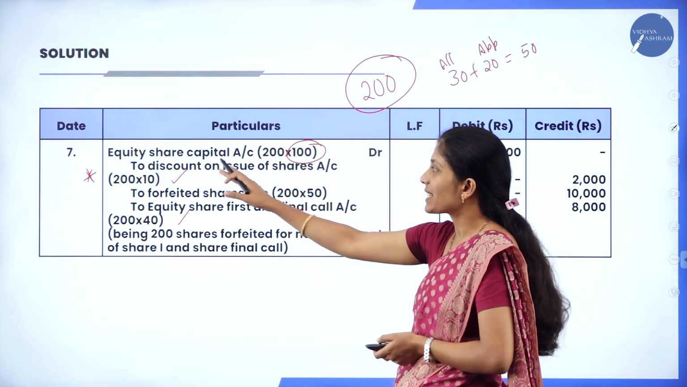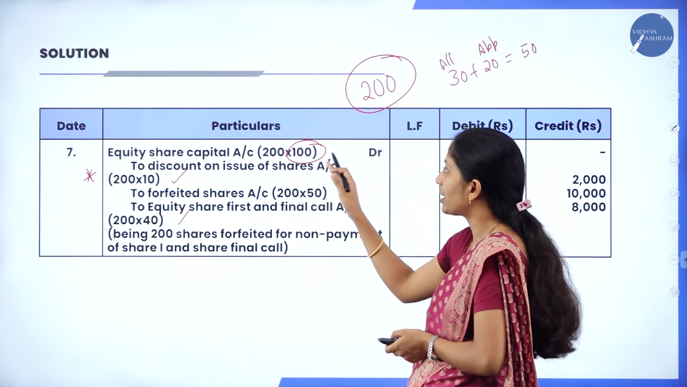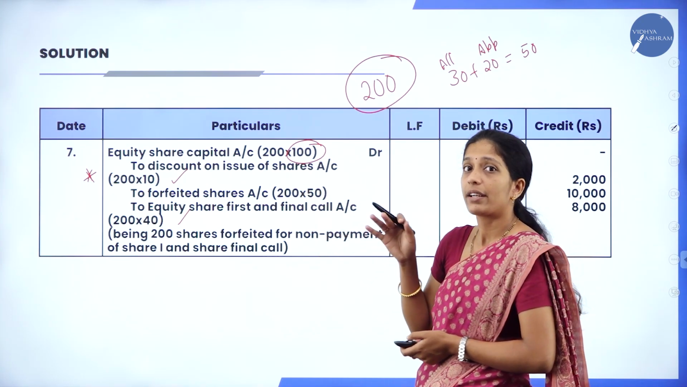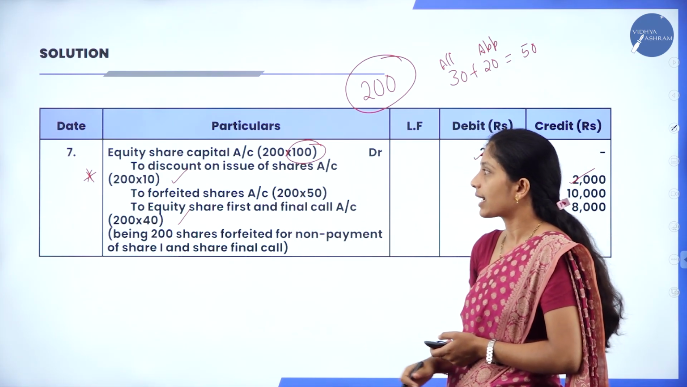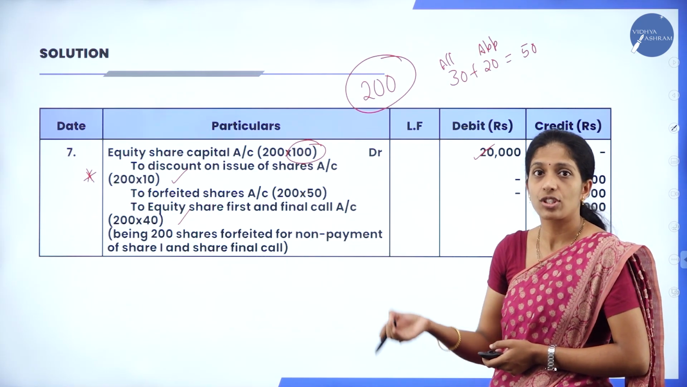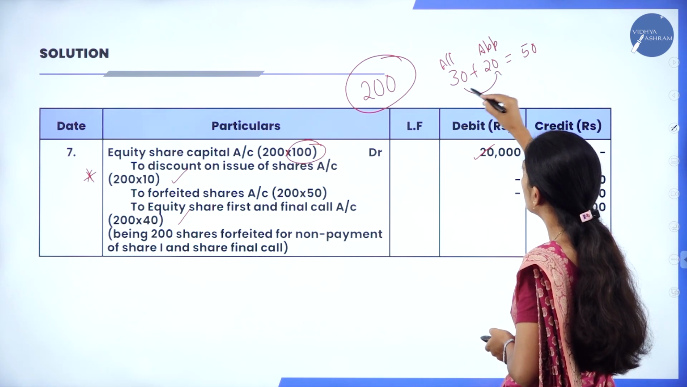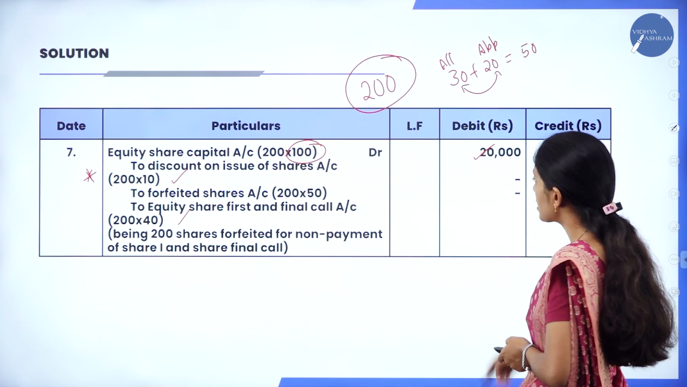Now your entry will be simple. Equity share capital account. How much is the total value? 200 into 100. That is 20,000. Discount 200 into 10. That is 2,000. Next, forfeited shares account. So how much have they actually received? Application 20 rupees and allotment 30 rupees. So in total they have received 50 rupees. 200 into 50. That is 10,000.